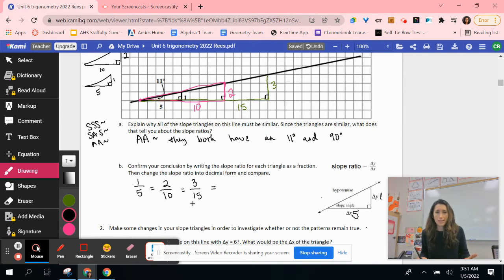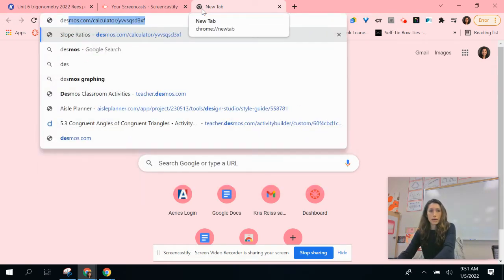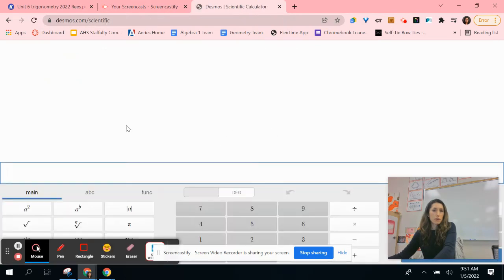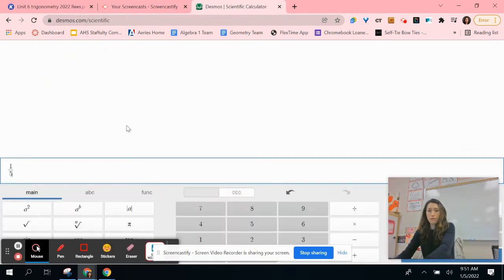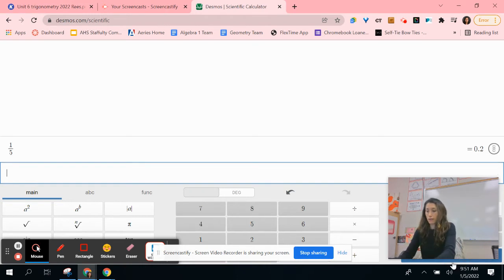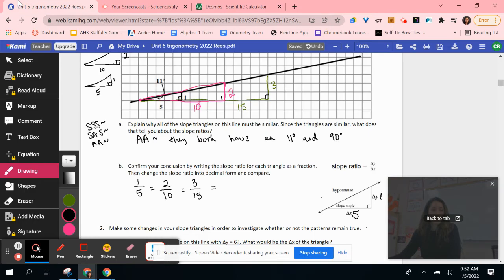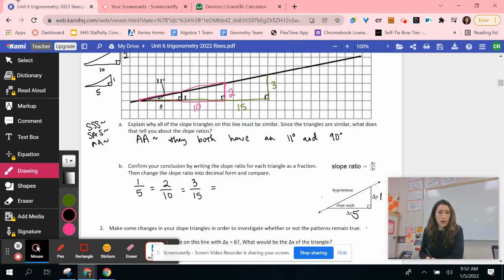And then we want to put these all in decimal format. So really just getting out your scientific calculator, if you want to get out a Desmos Scientific. I would just put in 1/5. Well, what is 1/5? If we put in 1 divided by 5 as a decimal, that is 0.2. You want to confirm that. It's the same if you did, for example, 2/10, that's also 0.2. We can put in another one, 3/15. That's also 0.2. So check all of your ratios. All simplify, all equal 0.2.